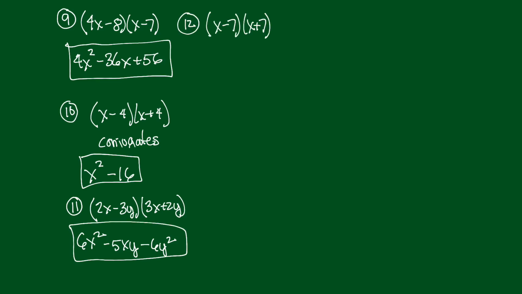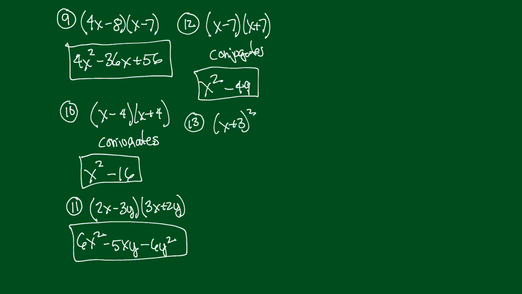Now, number 12, you recognize these. You got x minus 7 and an x plus 7. These are conjugates. So we have a rule for this. So just isolate one of them and look at it. Square the first, x squared. Write a minus sign, square the second. Now, the second is a 7. Square it, you get 49.